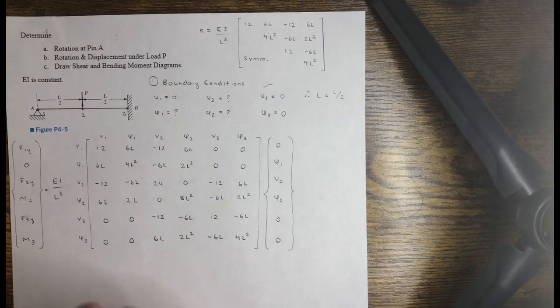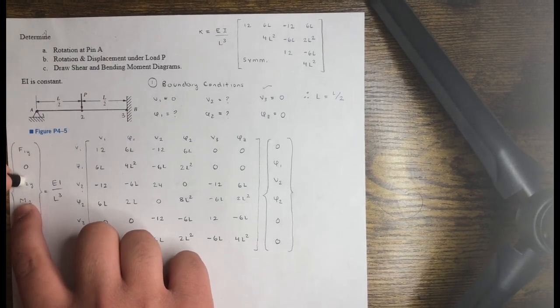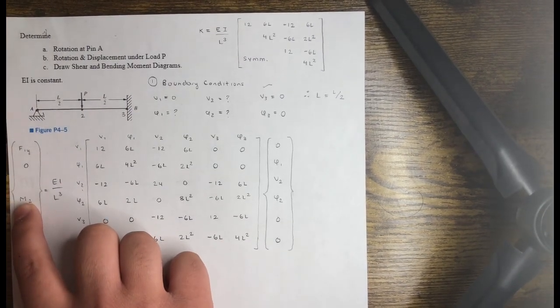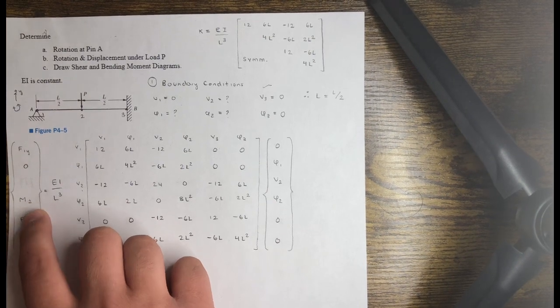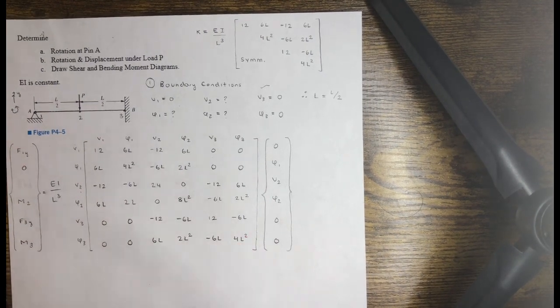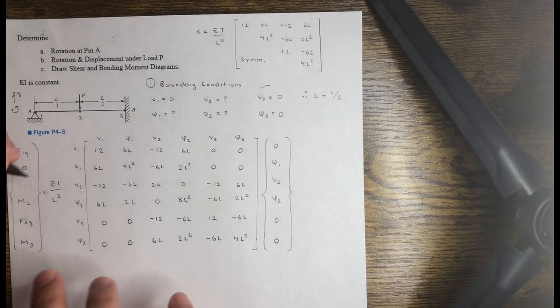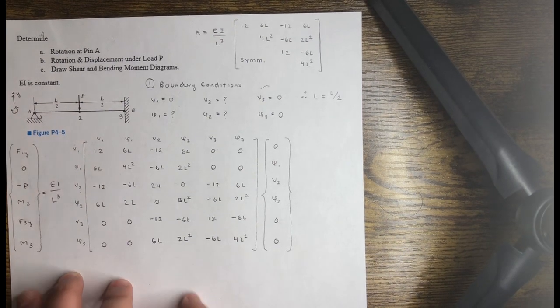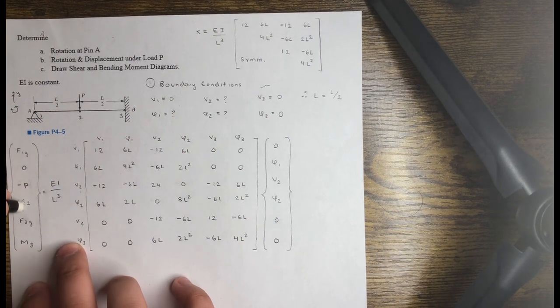F2y, we see it's negative P. Let's assume counterclockwise is positive for a moment, and the up direction is positive for y. In this case, we have negative P. Cool. M2, we see by observation that there is nothing being applied, so that's also 0.